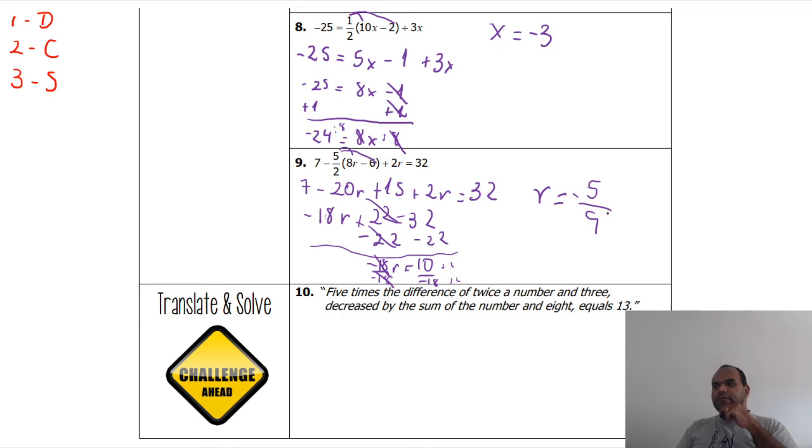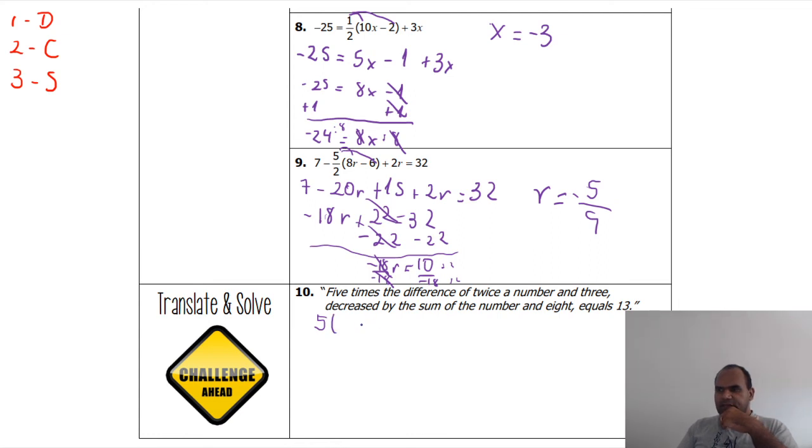Okay? And the last one here. We have to translate and solve it. 5 times the difference of twice a number and 3, decreased by the sum of the number and 8, equals 13. Let's understand this one right now. 5 times, remember, parentheses here, probably.